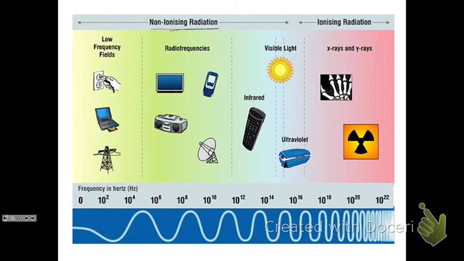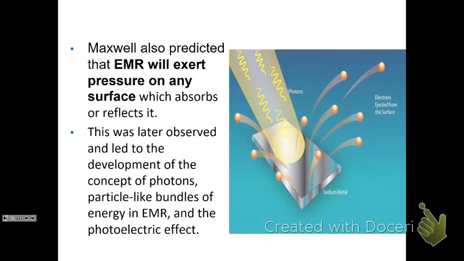Maxwell also predicted that electromagnetic radiation will exert pressure on any surface which absorbs or reflects it. This was later observed and led to the development of the concept of photons. We've talked about photons a lot. These are particle-like bundles of energy in EMR. This also led to the concept of the photoelectric effect, which we will learn next chapter, chapter 14. Next week we're doing an optics week.